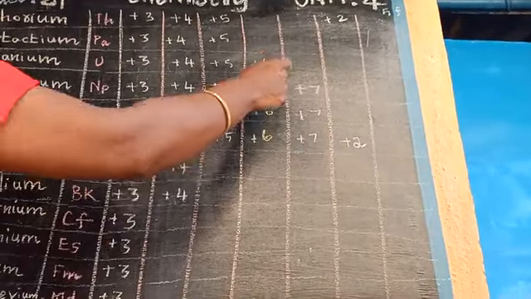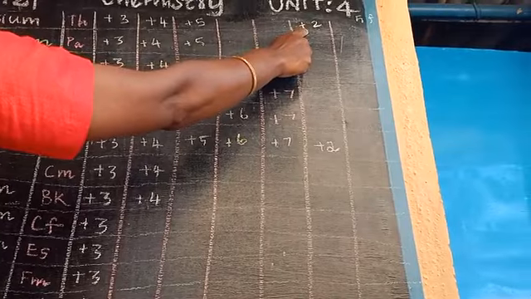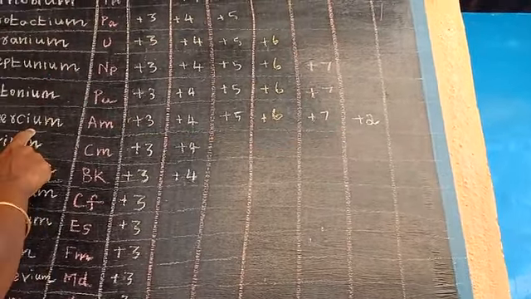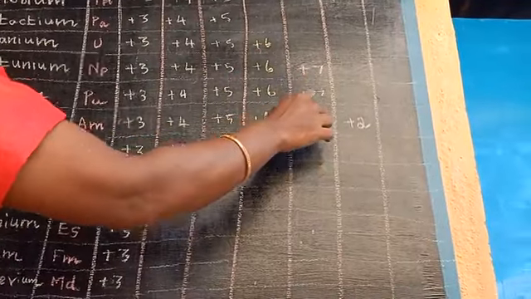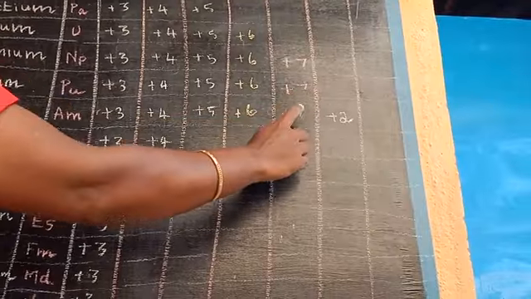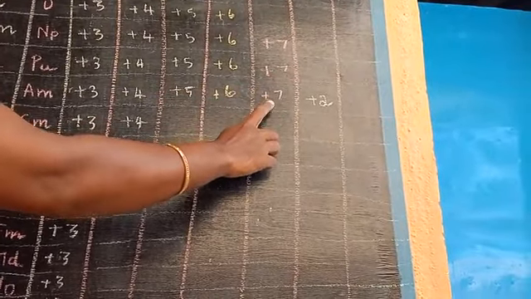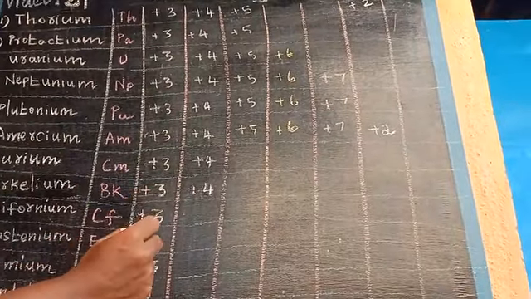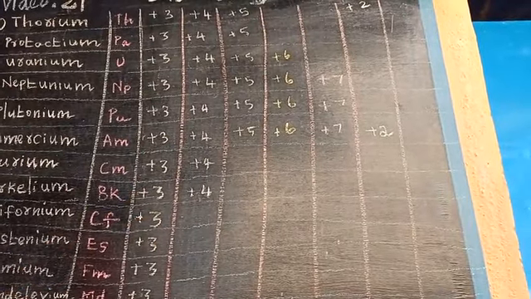Okay children, so here is the +2 for thorium as well as berkelium and americium. Okay, so the +7 oxidation state is shown by 3 elements: neptunium, plutonium and americium. Okay, so this is the backside question, children. So what are the elements that exhibit the +7 oxidation state?